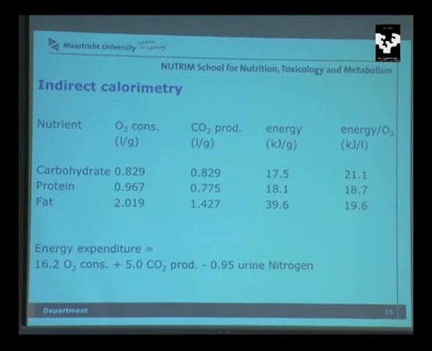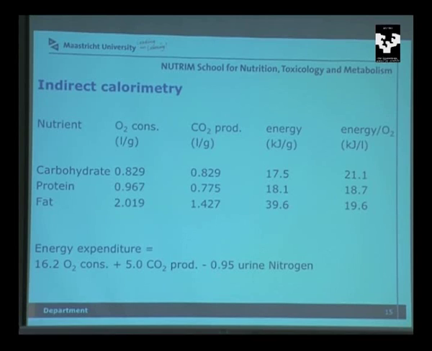With these numbers you can make the equation below. You measure the amount of oxygen consumed, the amount of CO2 produced by the body, and the amount of nitrogen in the urine as a measure of protein oxidation, and then you can calculate the energy expenditure of a human being. So you need to measure 3 things: oxygen, CO2, and nitrogen. Usually we only measure 2. In general, we only measure the oxygen and the CO2, and we neglect the urinary nitrogen.